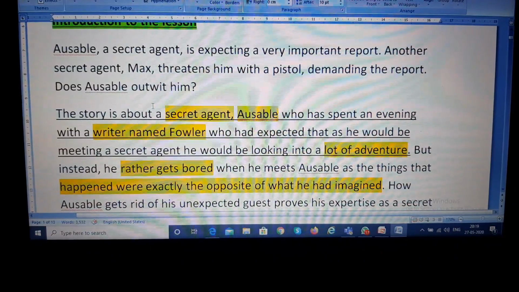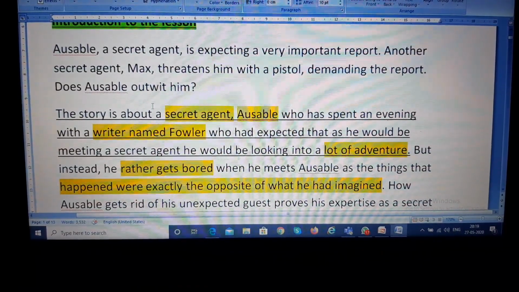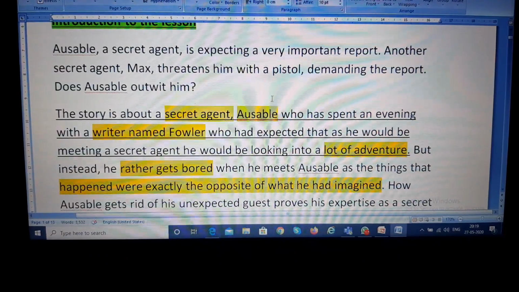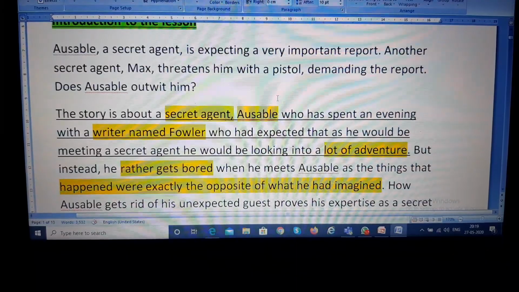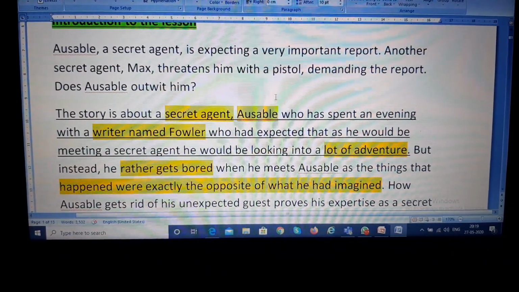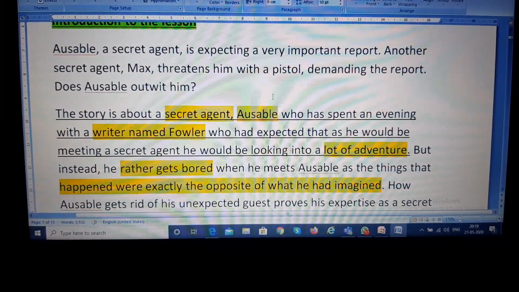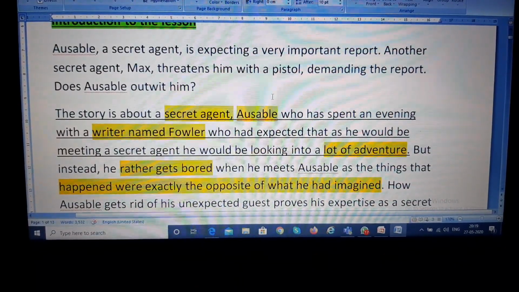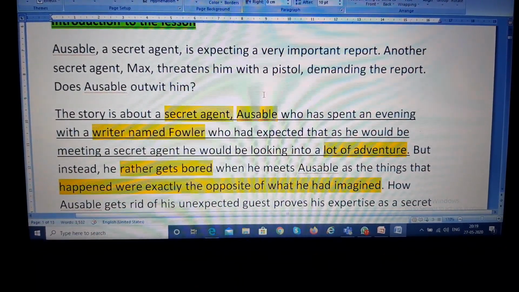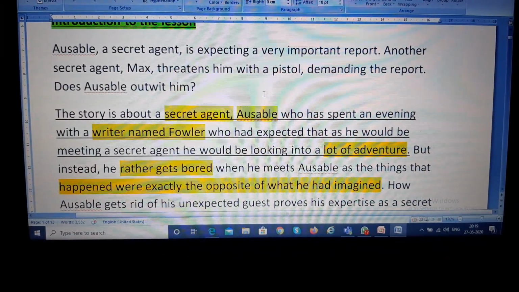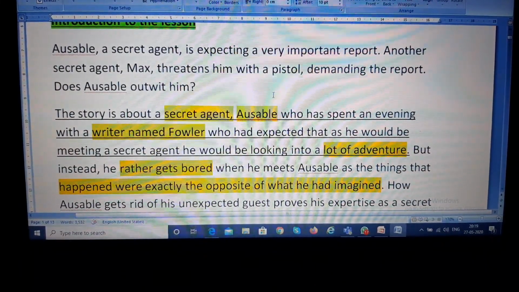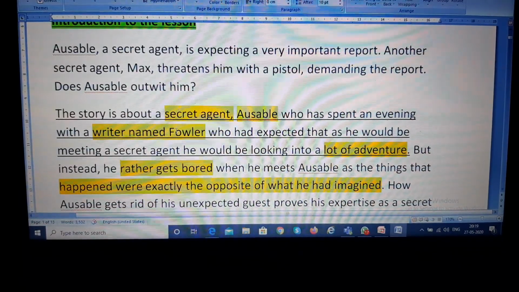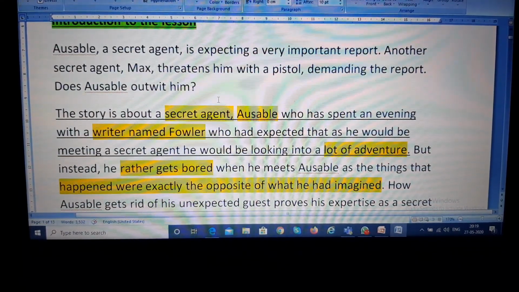Ausable is a secret agent and he is expecting a very important report. What does this mean? That very night he is going to get some very important report. Another secret agent, Max, wants to take away that report from Ausable. For the same, he threatens him with a pistol and demands the report. This is a brief introduction of the story.